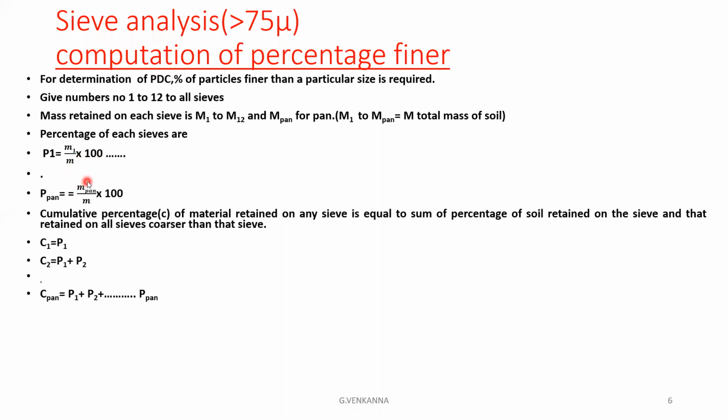After calculating the percentages, we can get the cumulative percentage. Cumulative percentage is the percentage of soil retained on the sieve plus that of the soil retained on all sieves coarser than that sieve. For example, C2 means the present retained percentage plus the previous percentage of the soil. In this way we can calculate the cumulative percentage from C1 to C12 and also Cpan.